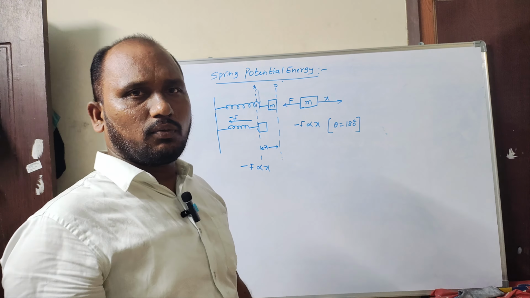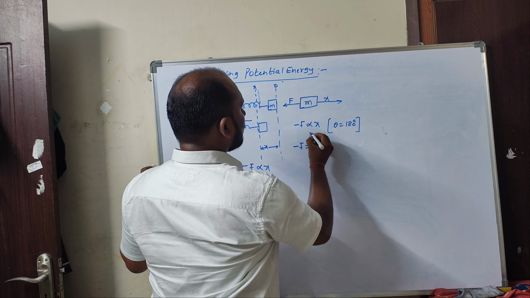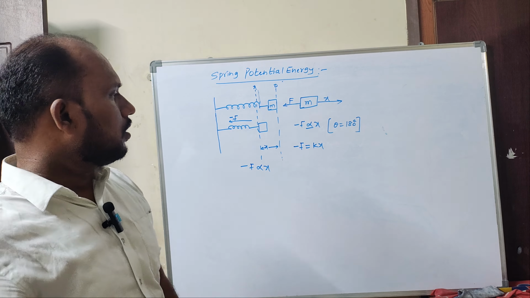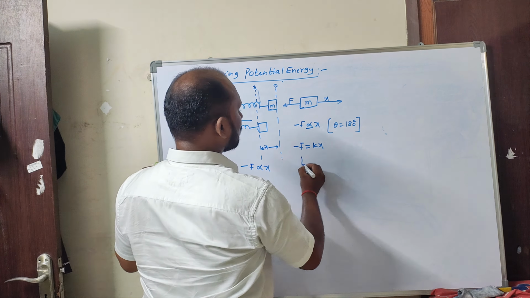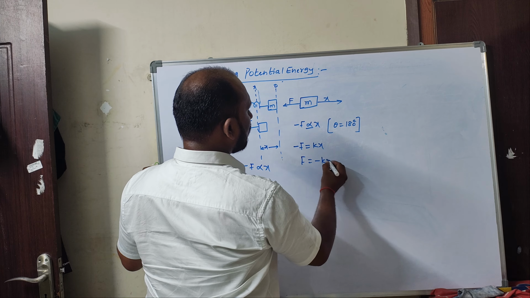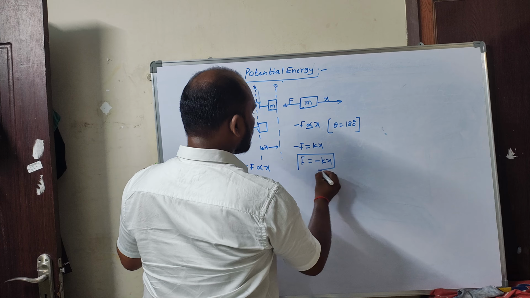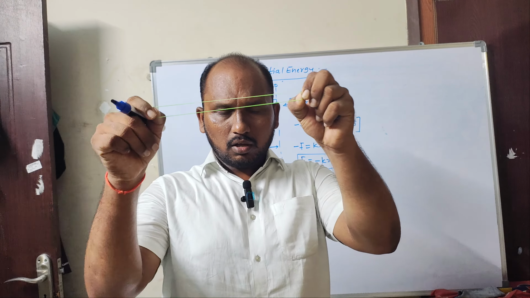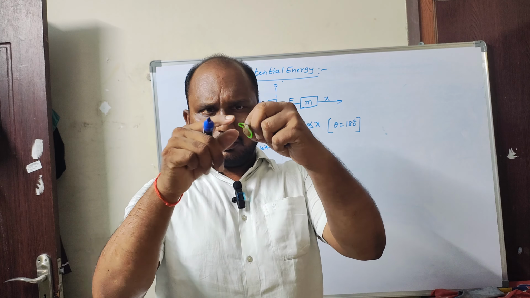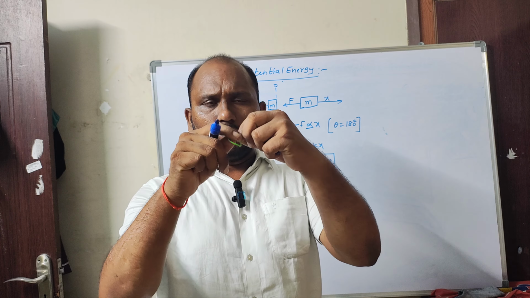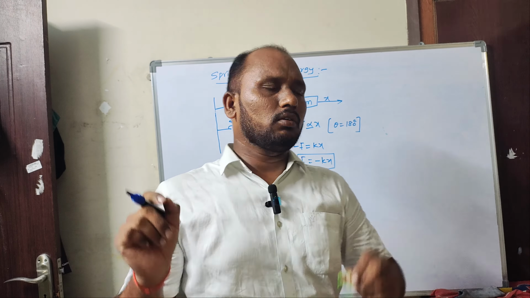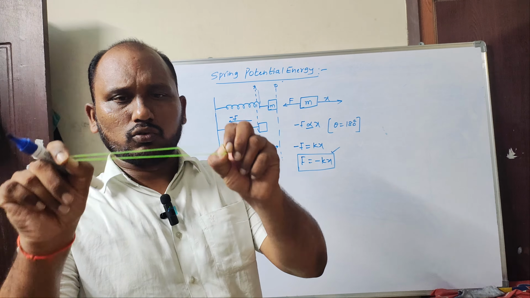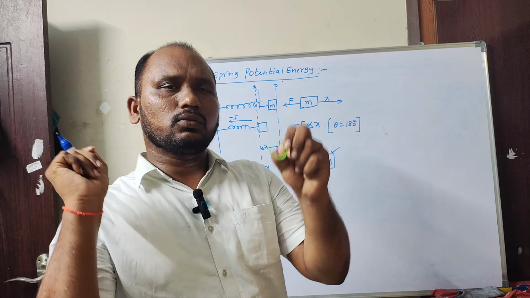Now I want to find the F value. I remove the proportionality and put K here. So what is the spring force? Spring force F is equal to minus Kx. How much force is experienced on this spring? As simple as that: minus Kx.